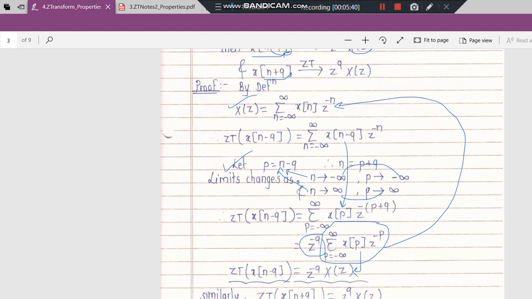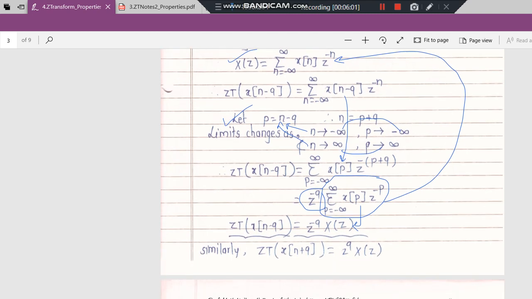So what I find here is that when I time shift the signal, in the z domain we have this factor z raised to minus q multiplied by this. So however much you shift the time signal, that much the Z transform also gets modified, by the same amount, z raised to minus q.